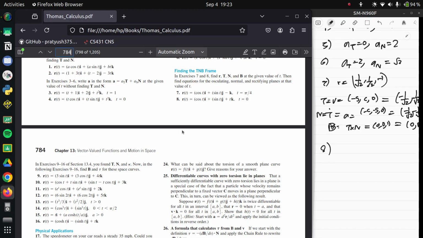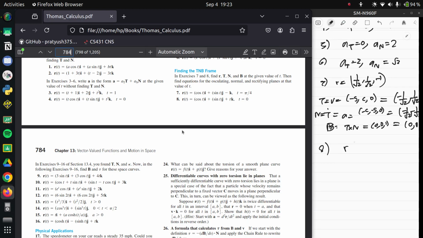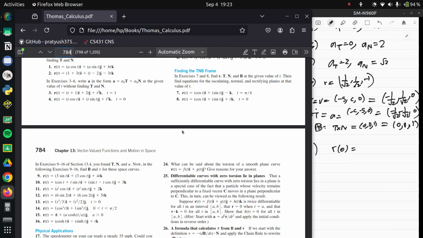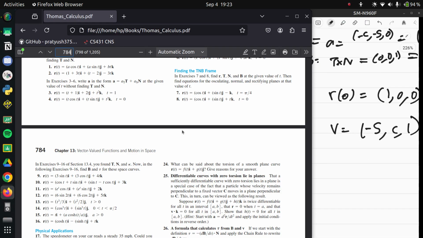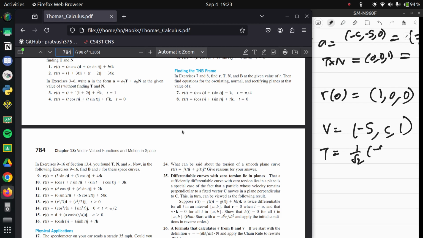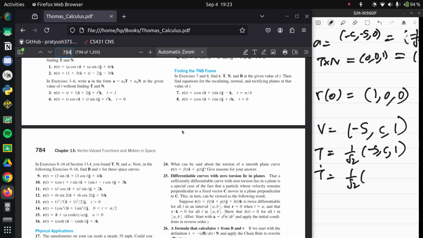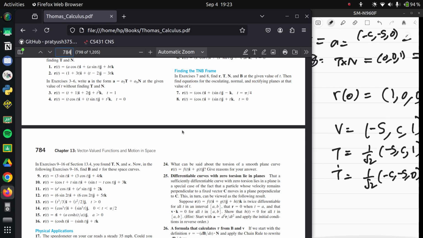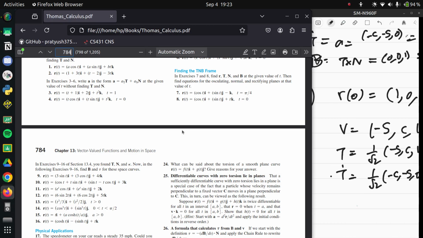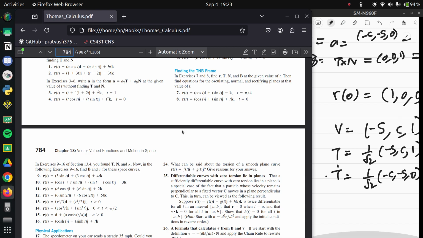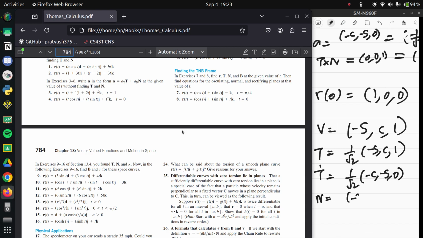The 8th, once again the same stuff. At t equal to 0, your r of 0 is 1, 0, 0, whatever, none of that really matters. So the velocity is slightly different, v equal to minus sine, cosine, 1. Your T would be 1 by square root 2 times minus sine, cosine, 1. So your T dot would be 1 by square root 2 times negative cosine, negative sine, 0. Okay, cool. This is already not normalized, so your N would just be negative cosine, negative sine, 0 obviously.